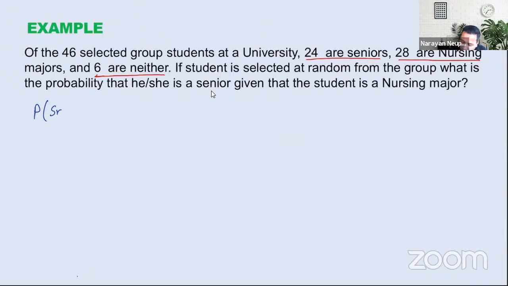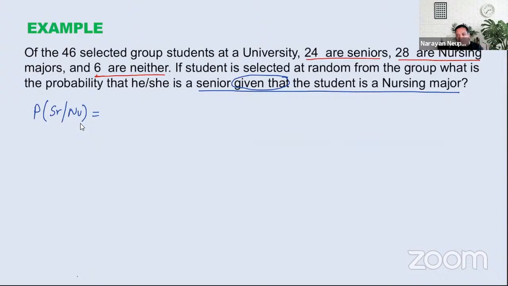Senior, given that means we write like this slash, given that the student is a nursing major. Nursing major, we write NU for nursing here. So you can see this is the conditional probability.